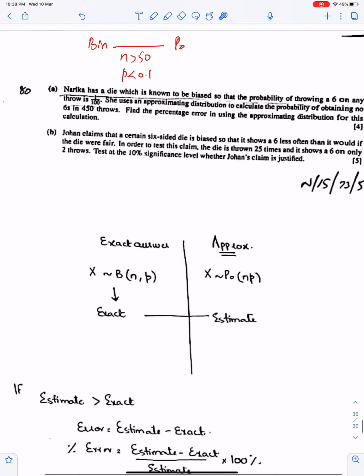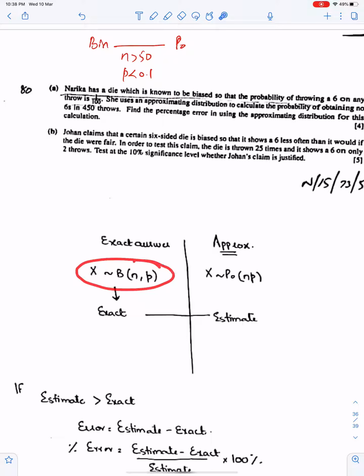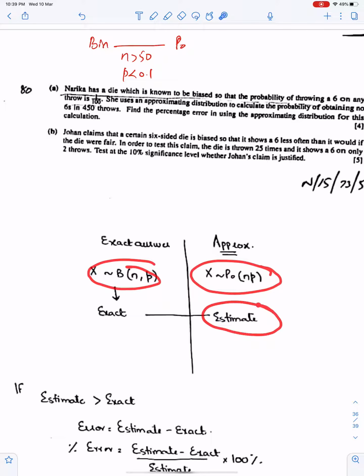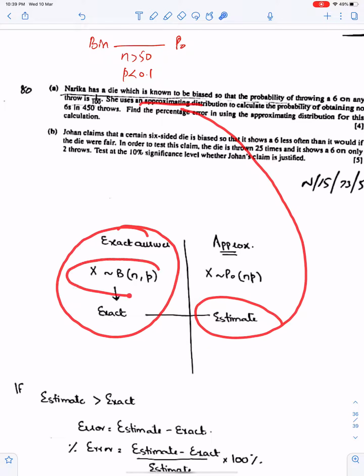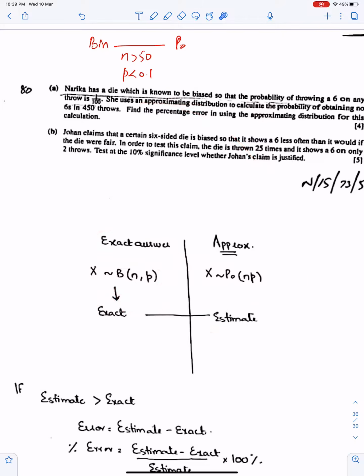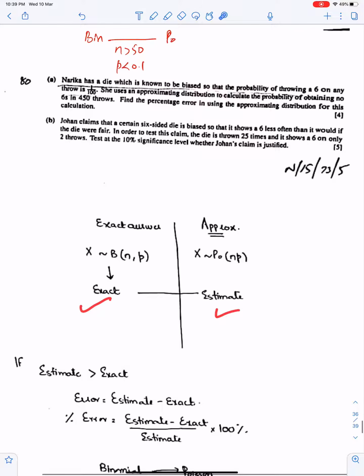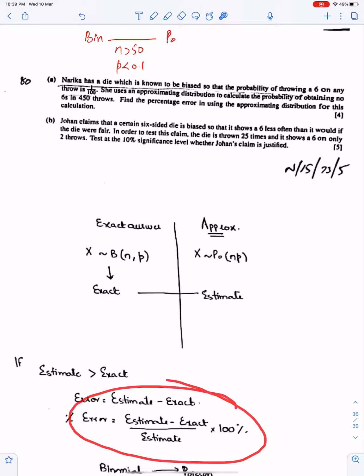Well, the population is binomial. If you solve this question through binomial, you will get the exact answer. But when you approximate, when you solve this question through Poisson, you will get the estimated answer. Poisson is an approximation. Approximation will give you an estimate, and the original population is binomial, so binomial will give you the exact answer. So this is the way to get the exact answer, and this is the way to get the estimate. You just need to check both answers, and then you can easily get the percentage error.